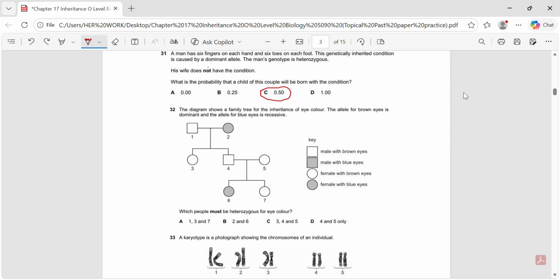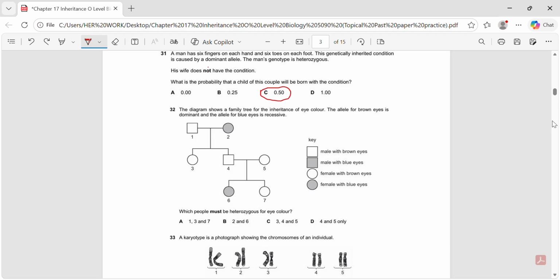Now, to figure out who must be heterozygous, that is one capital B and one small b, we use 2 simple rules. First is the blue parent rule. If a person has brown eyes but one of their parents has blue eyes, then they must be heterozygous with one capital B and one small b. This is because the blue-eyed parent can only pass on the recessive b allele.